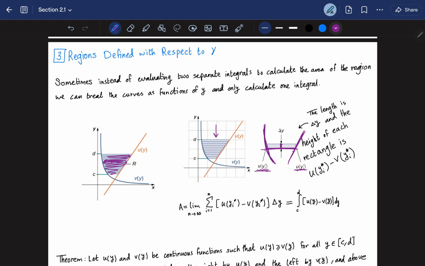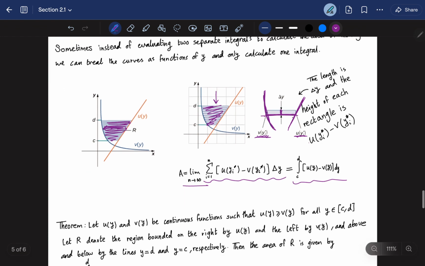Now if we're doing a Riemann sum, I'm going to find the area for each rectangle separately, which is u of y minus v of y multiplied by delta y. So that's the area for each rectangle separately. But if I want to find the total area, I need to sum all of these areas. So it's going to be the sum of this, and if you take the limit, you get the total area between these two curves, which is just the integral from c to d of u minus v dy.